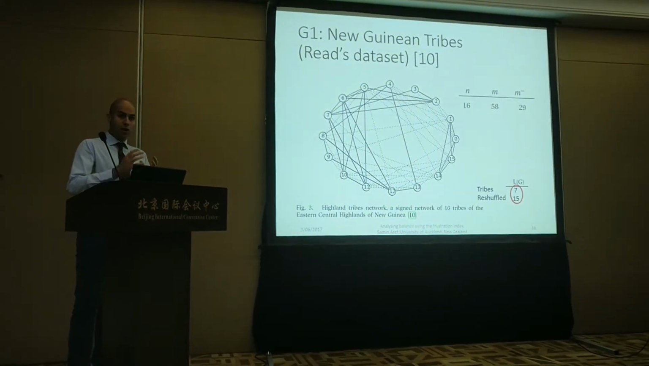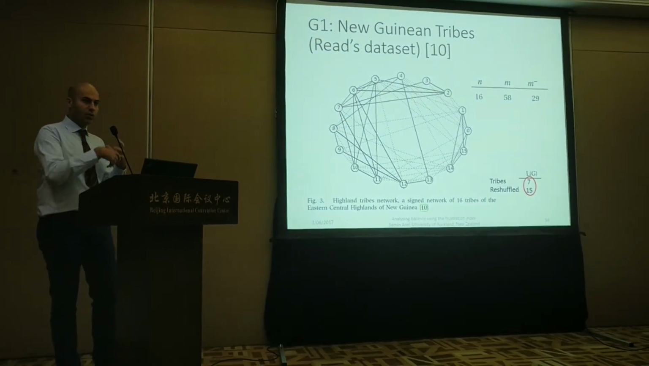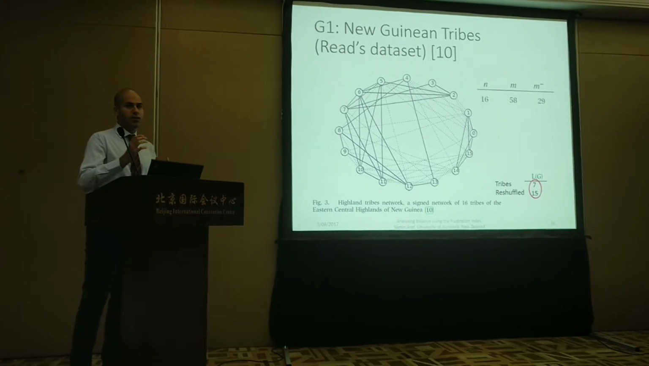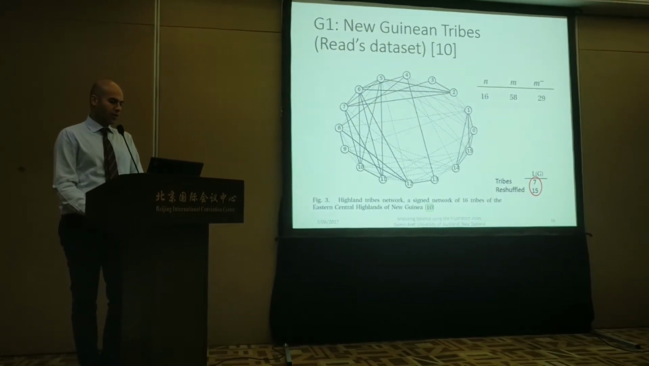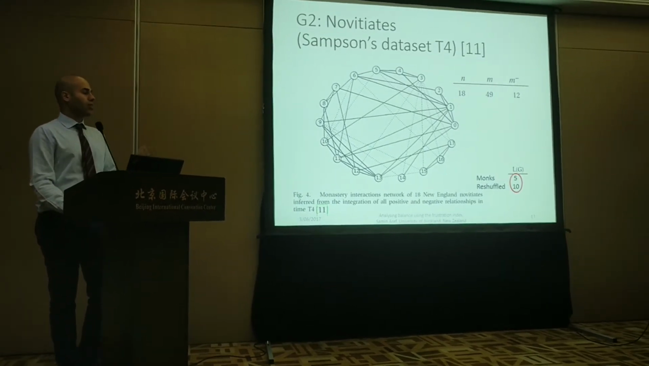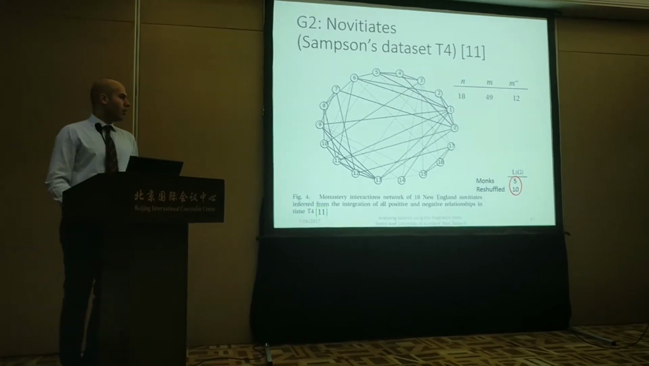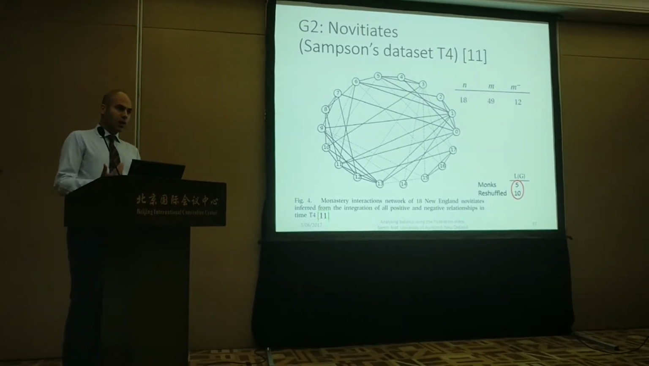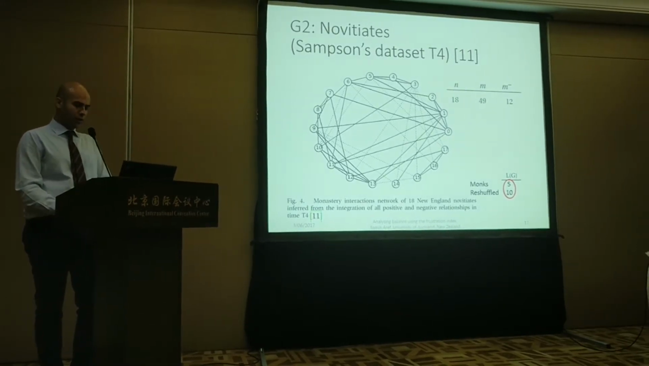So this network is unbalanced, but compared to what we expect by chance, it is much closer to balance. We do the same analysis for the 4th time frame of the Samson data set. Frustration is 5, which is smaller than that of the reshuffled network.